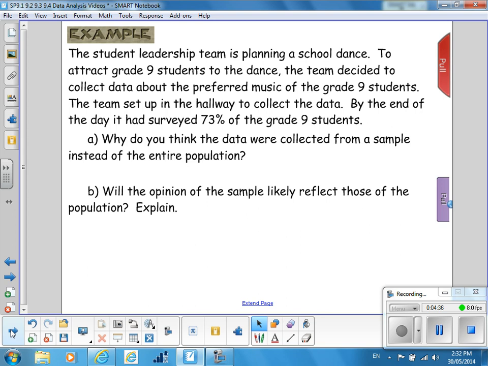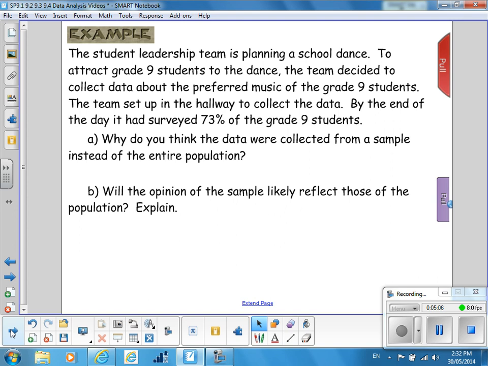Well, it would depend on how many grade 9s you have. But if we look at the grade 9s in our school, we're between 200 and 300 students. It would be really hard to get all 200 to 300 of those students to answer your survey in a day. Maybe there are students who are absent that day, so it would just be hard to get 100% of them. Will the opinion of the sample likely reflect those of the population?